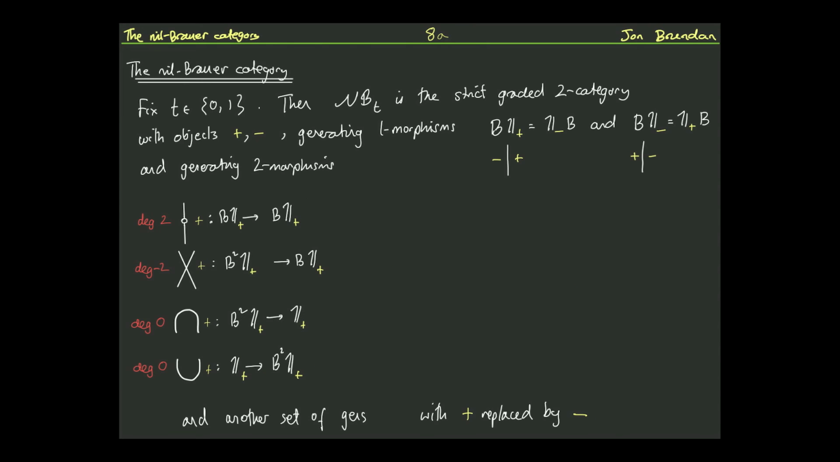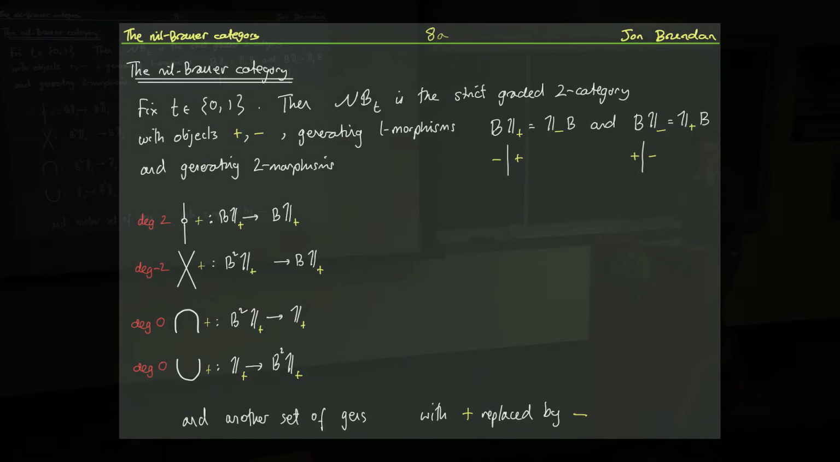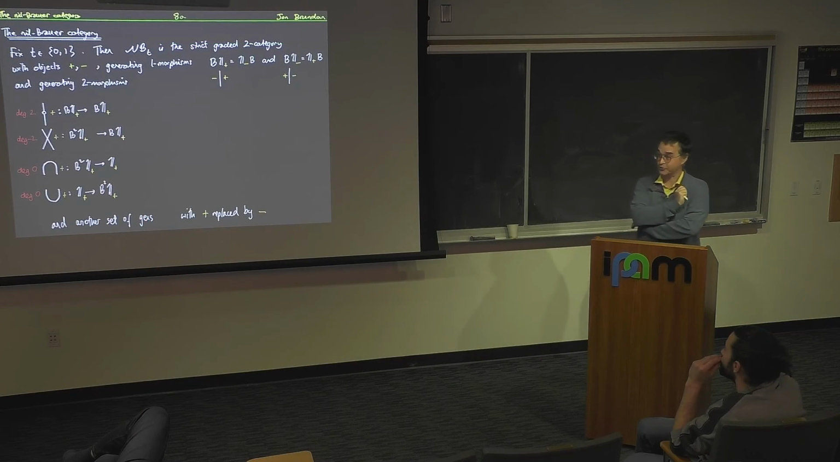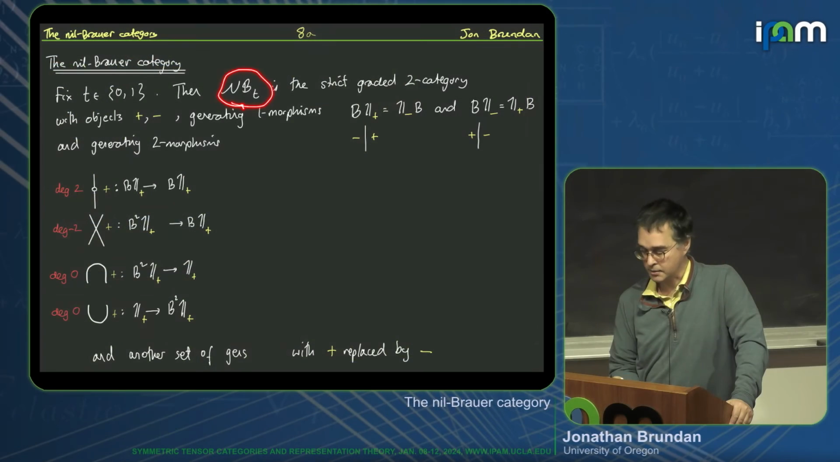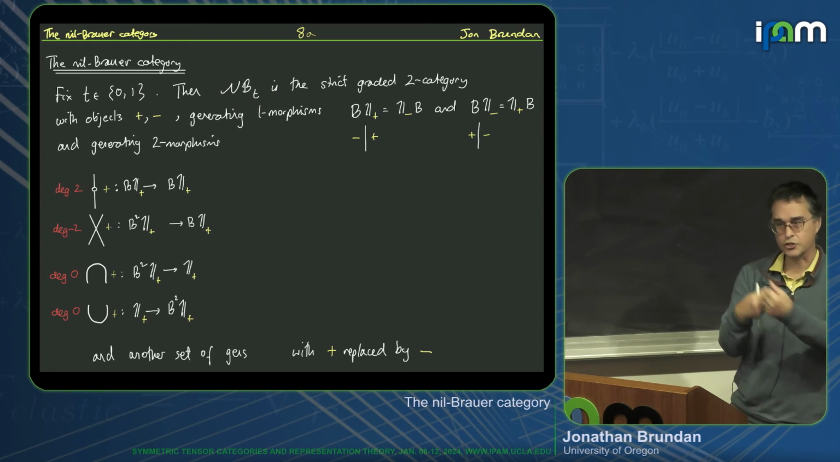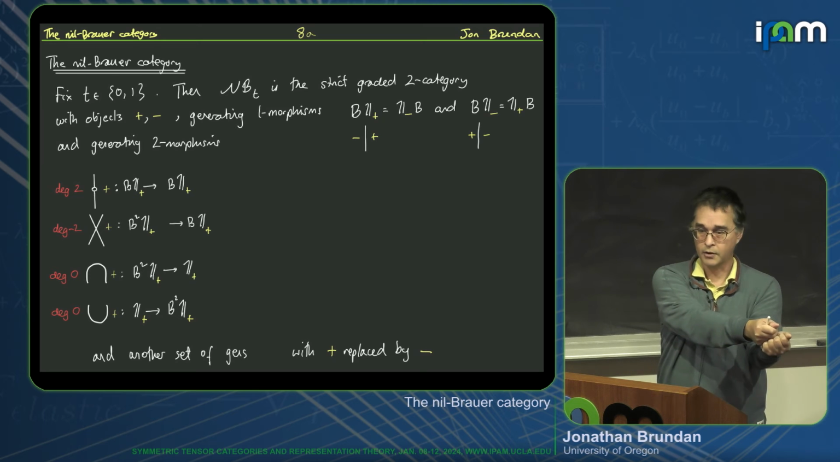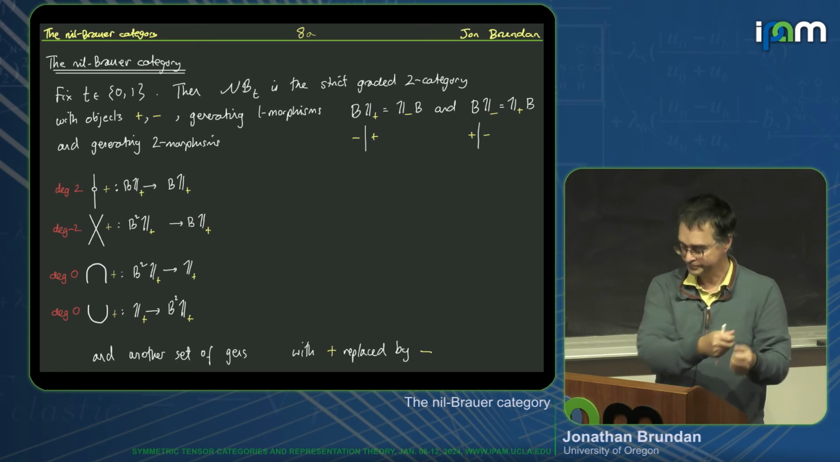Okay, so now I've got 5 minutes, apparently, to tell you about the subject of the talk, which is this nil-Brauer category. Unfortunately, I've set everything up so that I might have a chance of actually doing that. So I'm going to fix a parameter t, which is either 0 or 1, and I'm going to tell you about a new strict graded 2-category, nil-Brauer T. Think of this as the Brauer counterpart of U of SL2 from before.